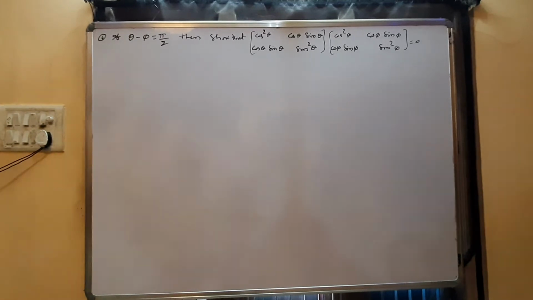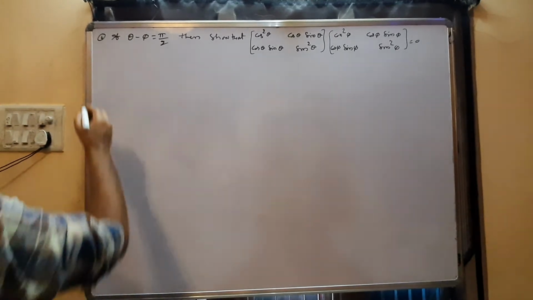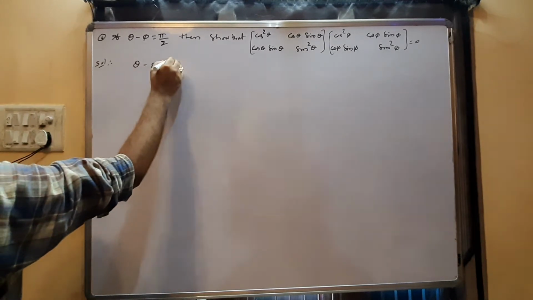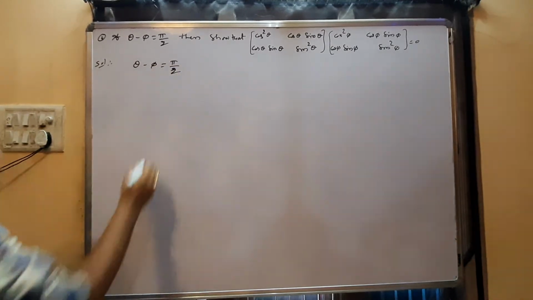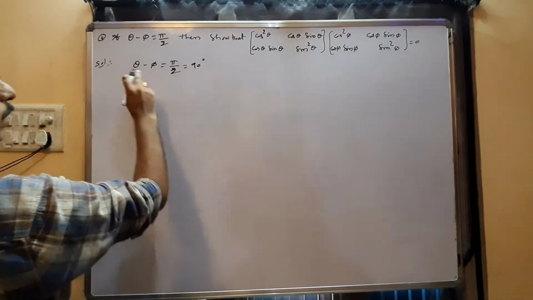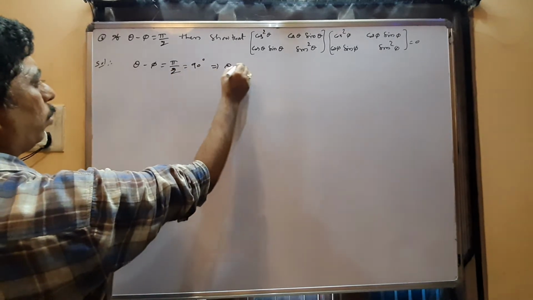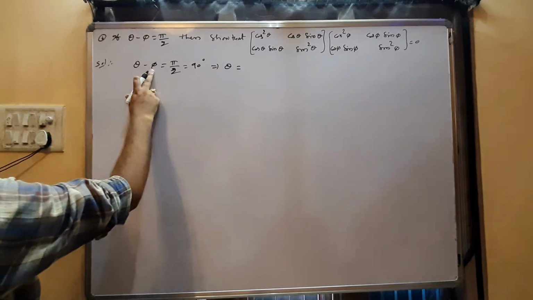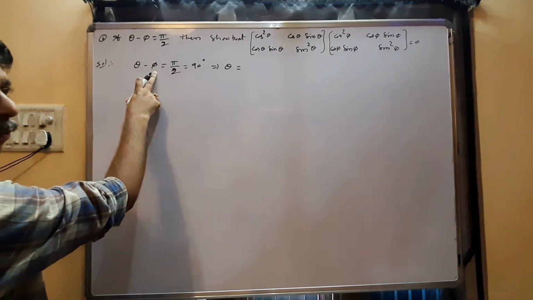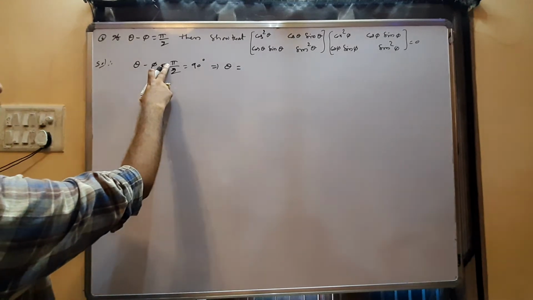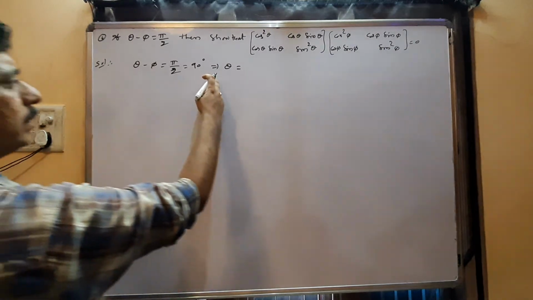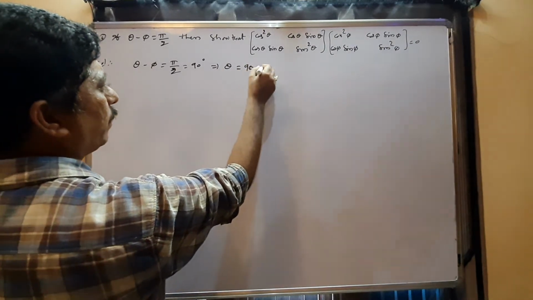Coming to the next question, they have given theta minus phi equal to pi by 2. Pi by 2 means 180 by 2, that is 90 degrees. This symbol is called theta, this symbol is phi. Minus phi, bring to the right side, then theta equal to 90 plus phi.